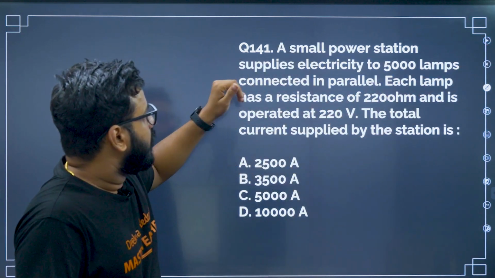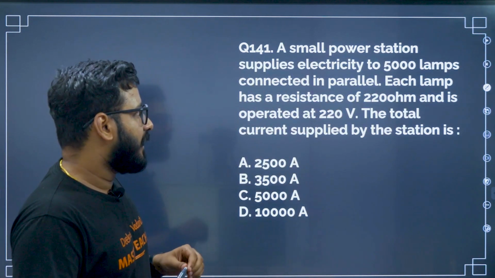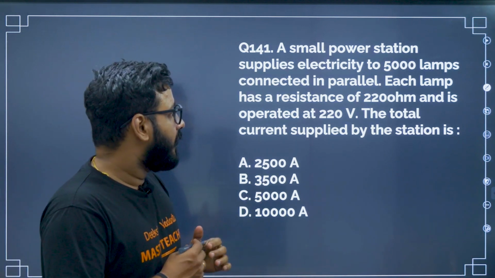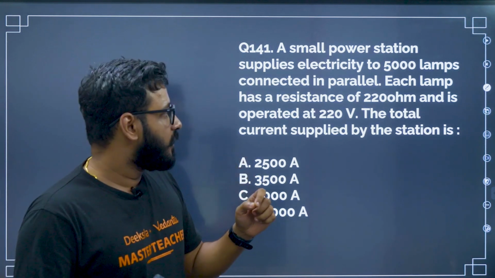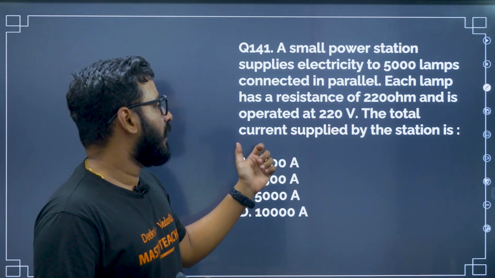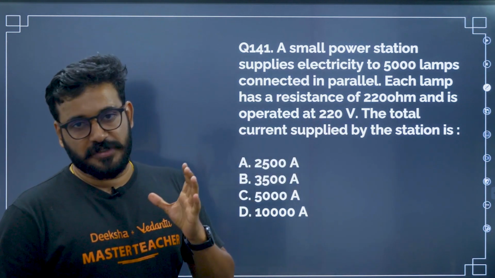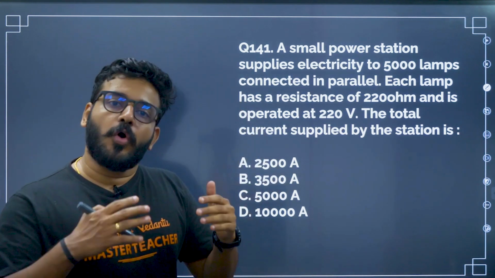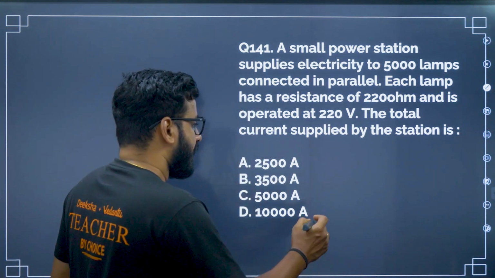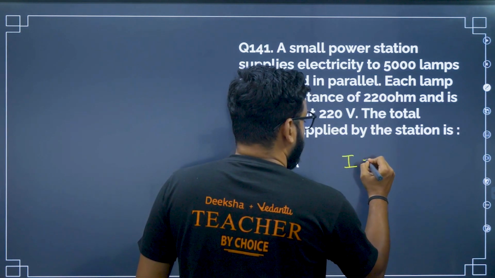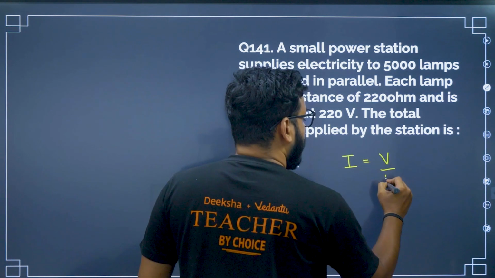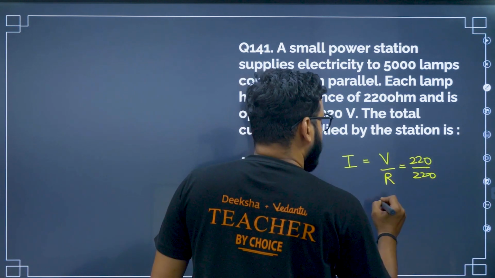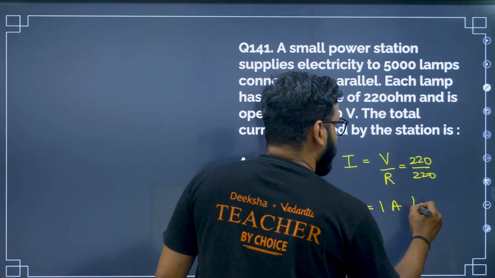All right, a small power station supplies electricity to 5,000 bulbs connected in parallel. Each bulb has resistance 200 ohms and is operated at 220 volts. The total current supplied is, another very simple question. Each bulb has 220 volts, and since they are all connected in parallel, all of them will have the same potential. So the current is found for each of them as V by R, 220 by 220. It is 1 ampere for each bulb.